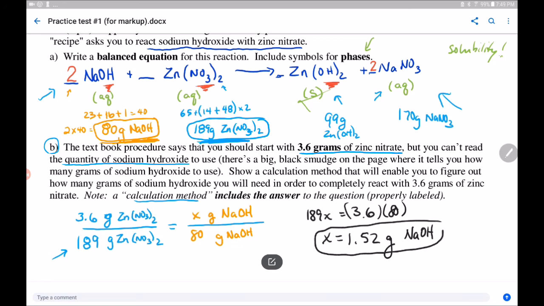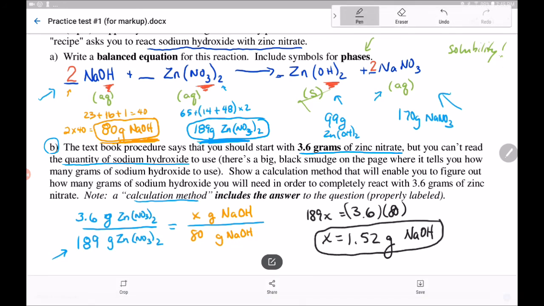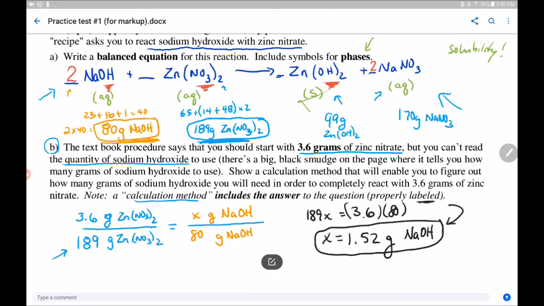If you just write 1.52, you haven't labeled it properly. If you just write 1.52 grams, you haven't labeled it properly. Proper labeling leaves no ambiguity.